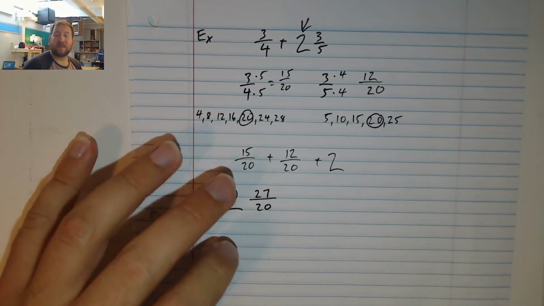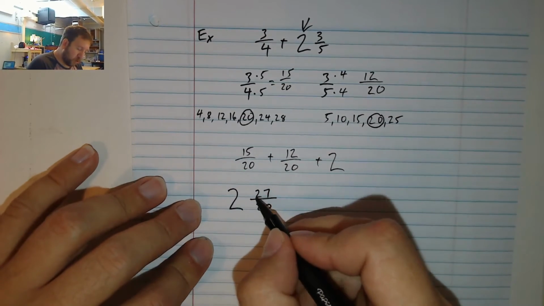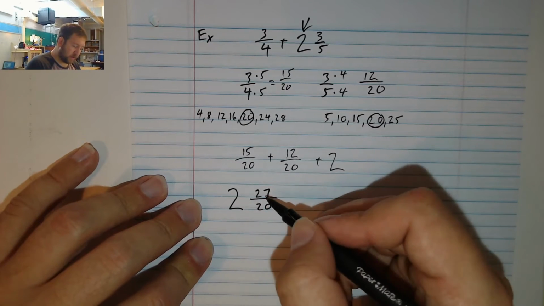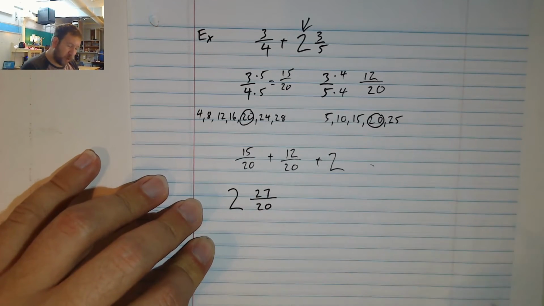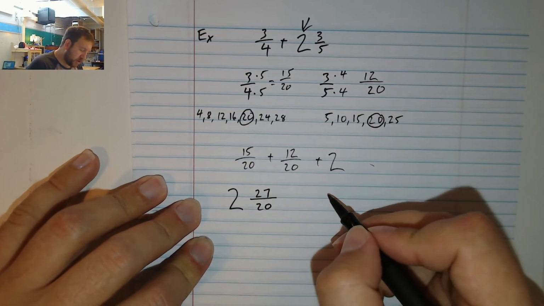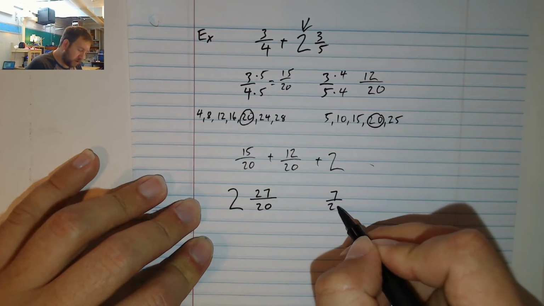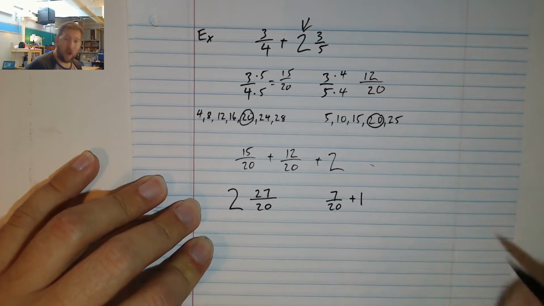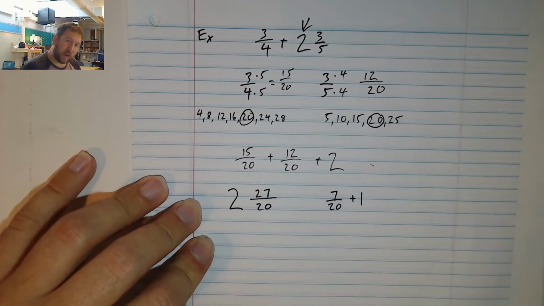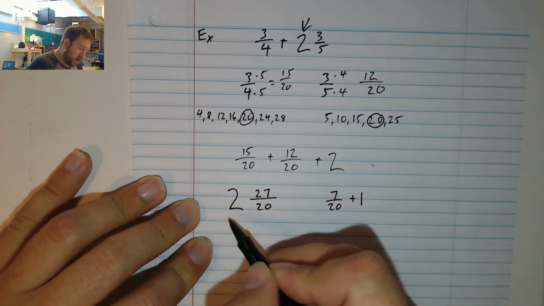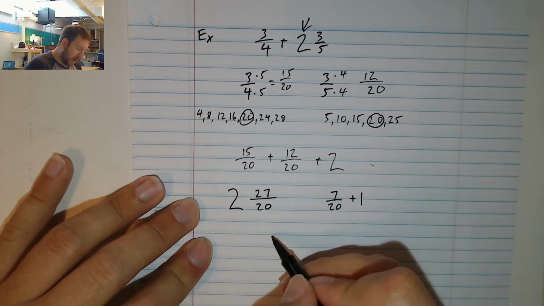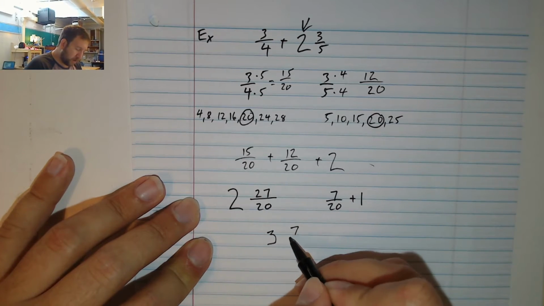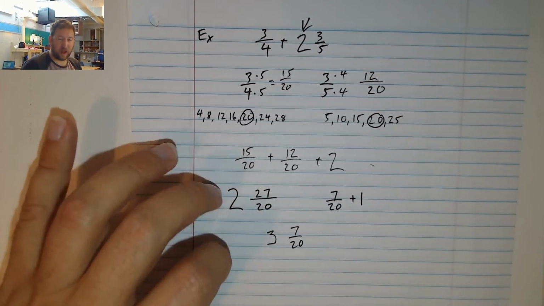27/20 is an improper fraction. We call it that because there's more pieces than there are sizes. So I can take 20 of these away from that fraction and turn it into 7/20 plus 1, because I have a whole that I just took out. And that 1 gets added back in, so my answer is going to be 3 7/20. Kind of makes sense? Let's do another example.